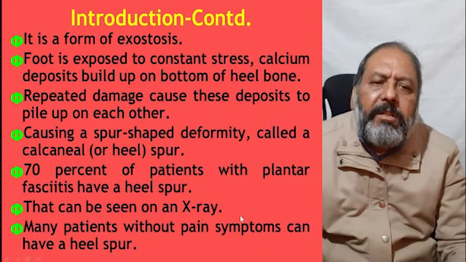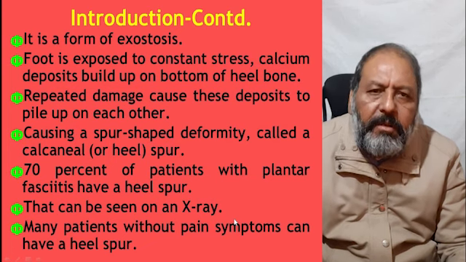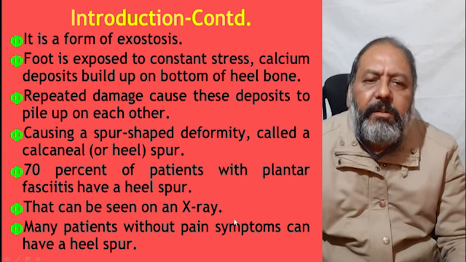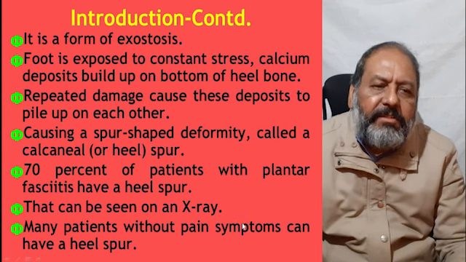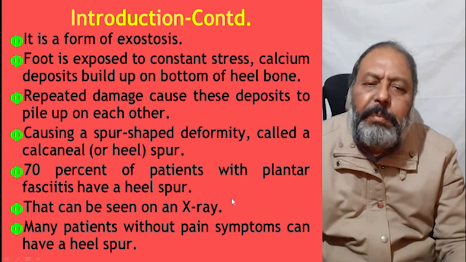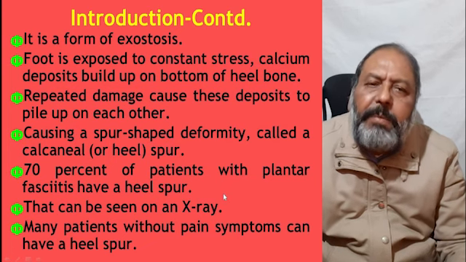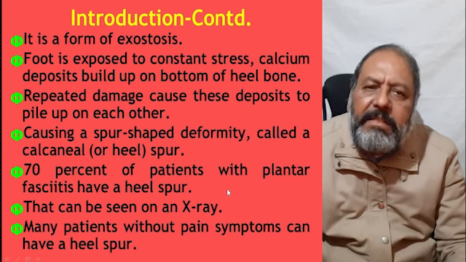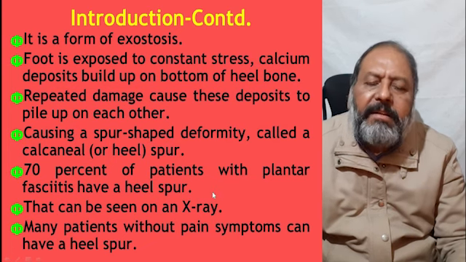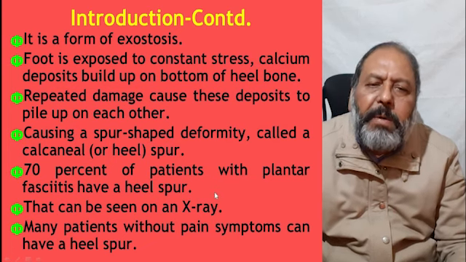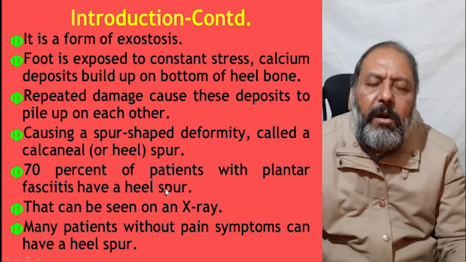Now, introduction continued. It is a form of exostosis, meaning an outward projection of the bone. The foot is exposed to constant stress. Calcium deposits build up on the bottom of the heel bone, and repeated damage causes these deposits to pile up on each other, and that is causing a spur-shaped deformity called a calcaneal or heel spur.